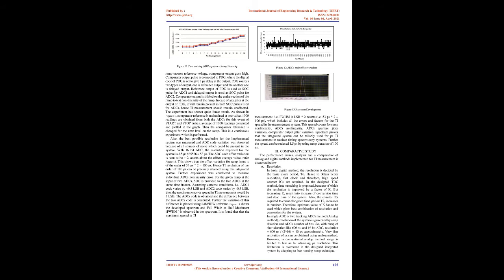Comparator output pulse is connected to PDG, where the digital code of PDG is set to give 1 µs delay at the output. PDG sources 2 types of output, one is reference output and the other one is delayed output. Reference output of PDG is used as SOC pulse for ADC1 and delayed output is used as SOC pulse for ADC2. Comparator output is shifted on the entire section of the ramp to test non-linearity of the ramp.